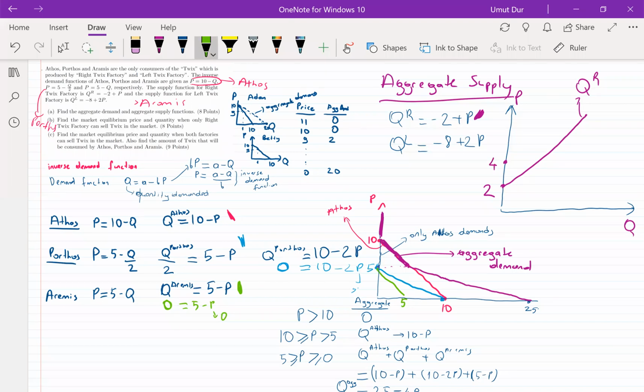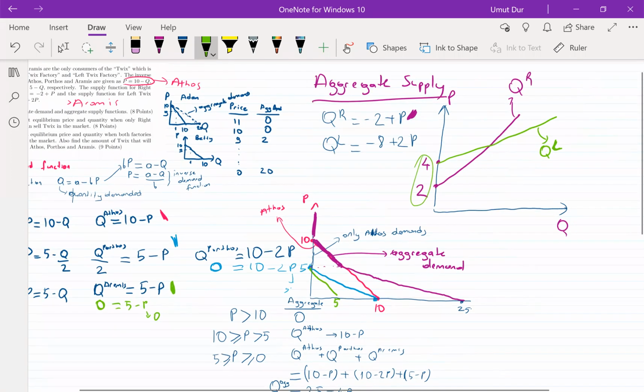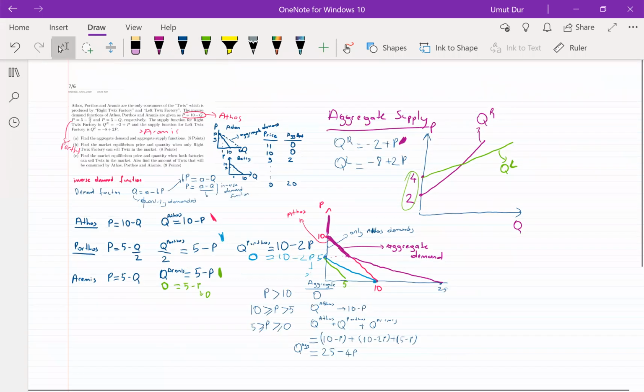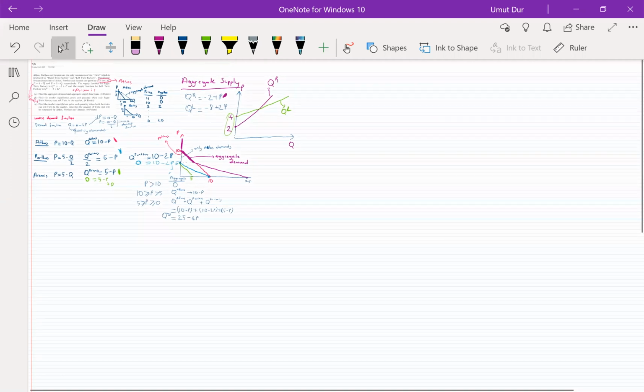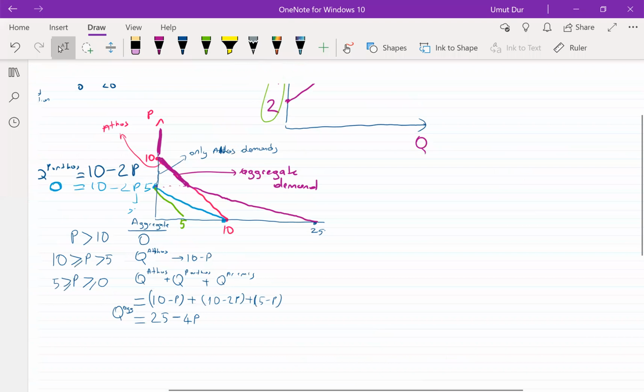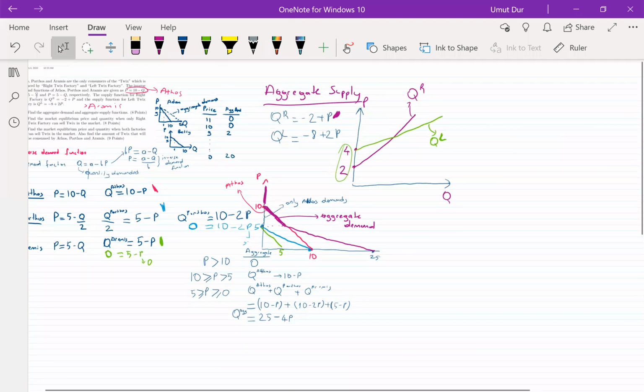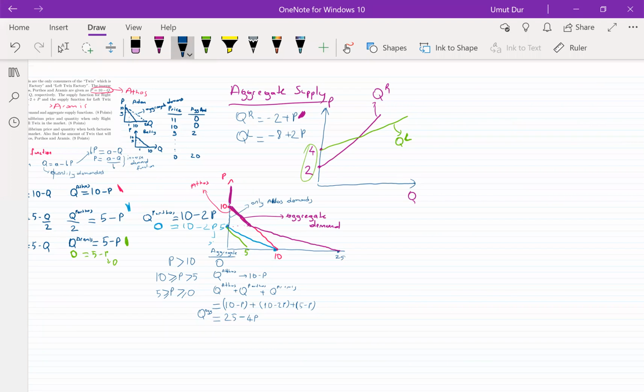So let me use green for that. Okay, so the slopes of those graphs might be misleading, so we don't care about it right now. What we are focusing on is these intersection points. Okay, given those aggregate supply and demand, I will do exactly the same thing here.